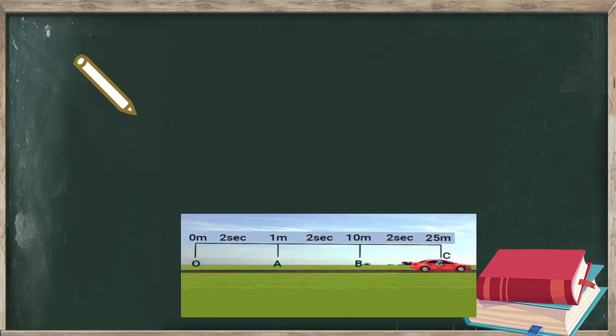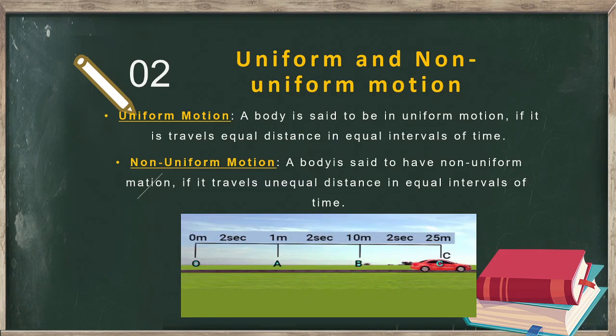Let us go for the next concept, uniform and non-uniform motion. Uniform motion: a body is said to be in uniform motion if it travels equal distances in equal intervals of time. Non-uniform motion: a body is said to have non-uniform motion if it travels unequal distances in equal intervals of time. Let us consider an object moving along a straight line.